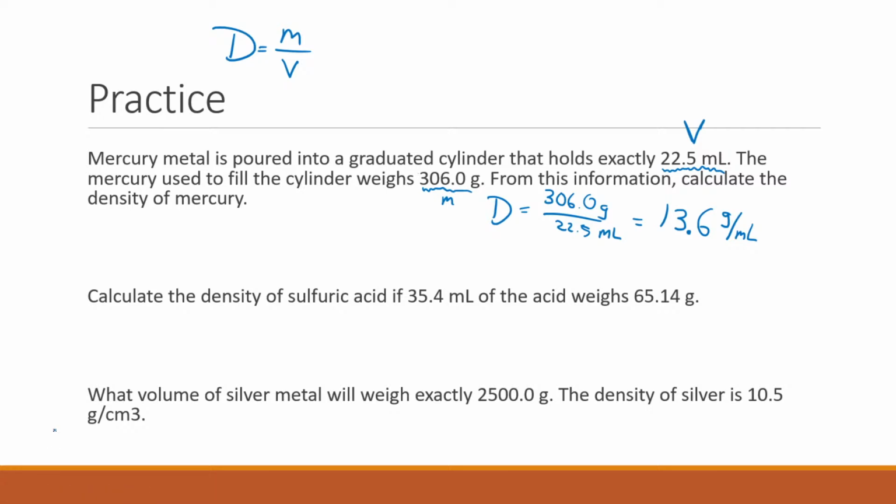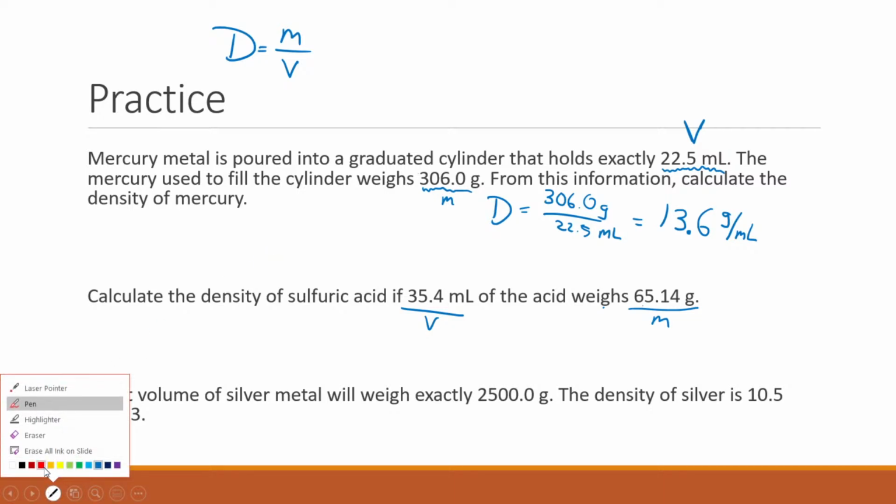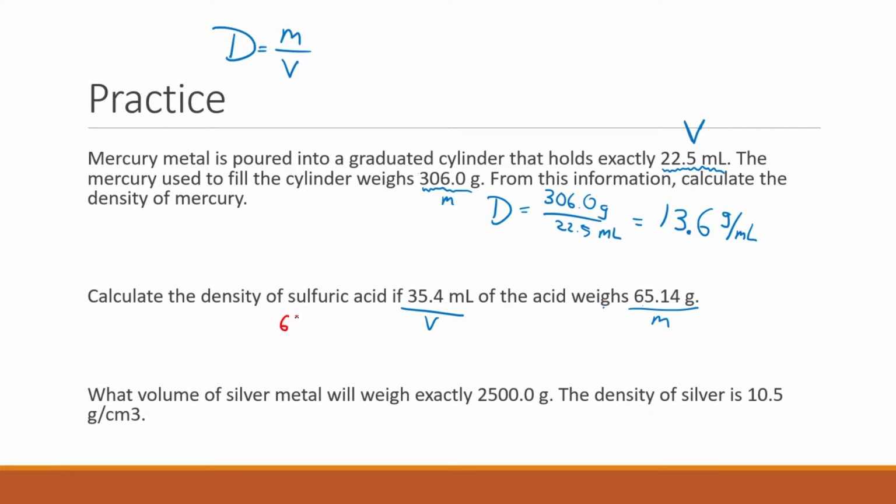For our second, again we are given a volume and we're told the mass, right? So we've got volume and mass. And so when we go and plug in, we're going to take 65.14 over 35.4. And when we plug that in, we're going to get 1.84 grams per milliliter. Again, our units are not canceling here, so we should have both of them present.